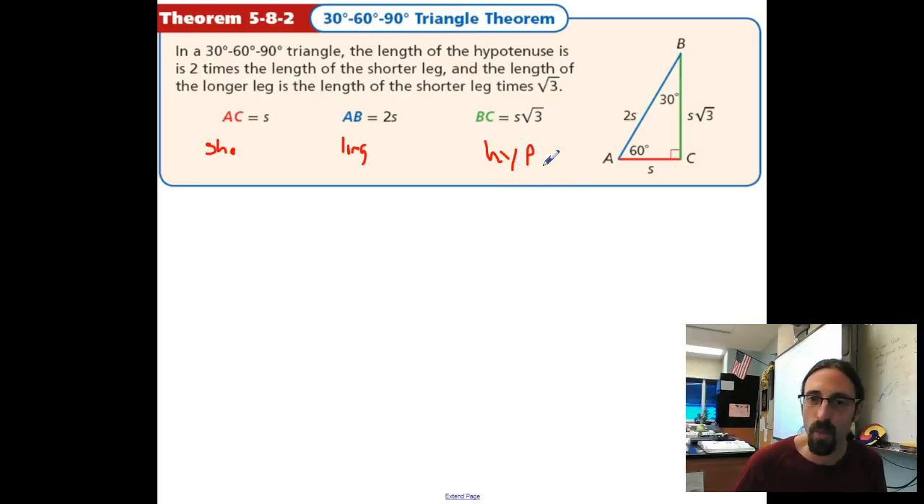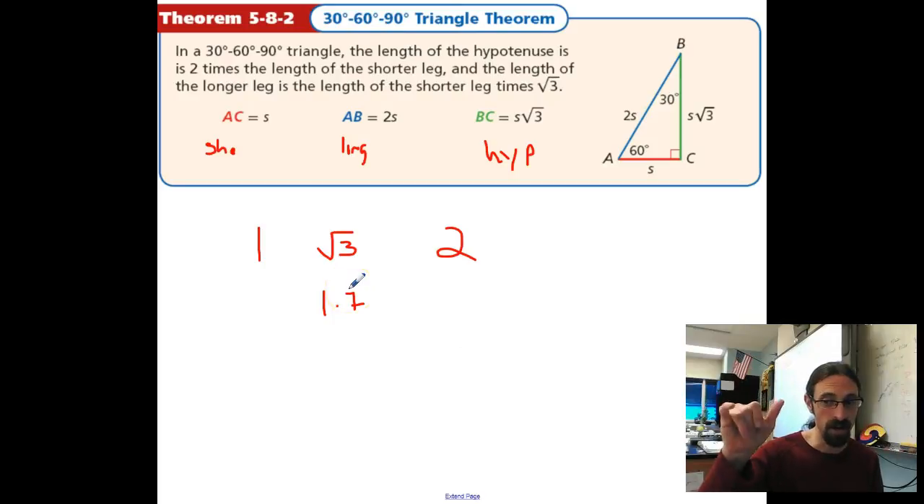HYP, okay? The way to remember the difference: on a 45-45-90, it's really a 45 and a 90. It's s and s times the square root of 2. This 30-60-90, it's 1, 2, 3. And remember, 1, 2, and the square root of 3 is in between 1 and 2. If you do that on your calculator, you get like 1.7 something, right? And that's an important thing to remember, that it is 1, 2, square root of 3, but that square root of 3 is between 1 and 2.